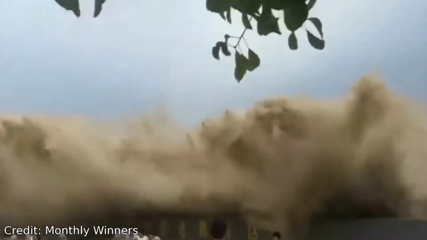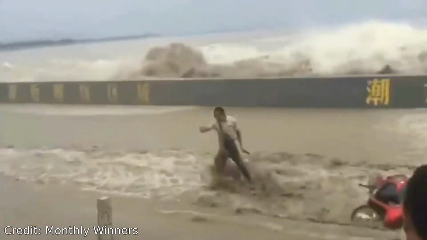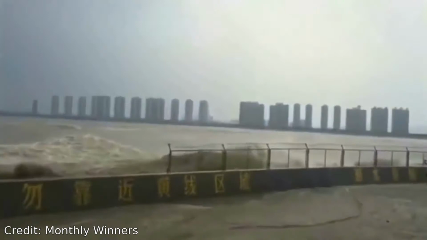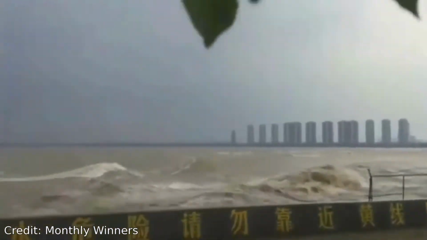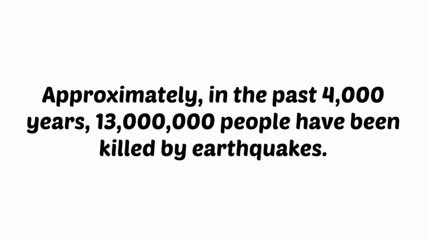Earthquakes can also create tsunamis, which are giant waves that reach the coast and flood the area, then kill hundreds of thousands of people and cause destruction to property. But we will get onto tsunamis in a different video. Because earthquakes are so inconceivably deadly, over 10,000 people are killed by them every year, and scientists estimate that in the past 4,000 years, 13 million people have died from this breed of Mother Nature.